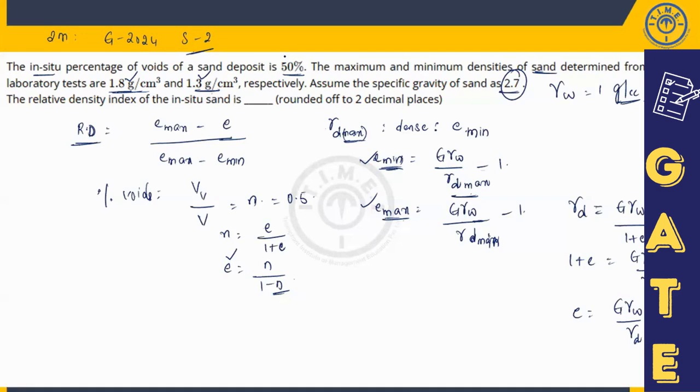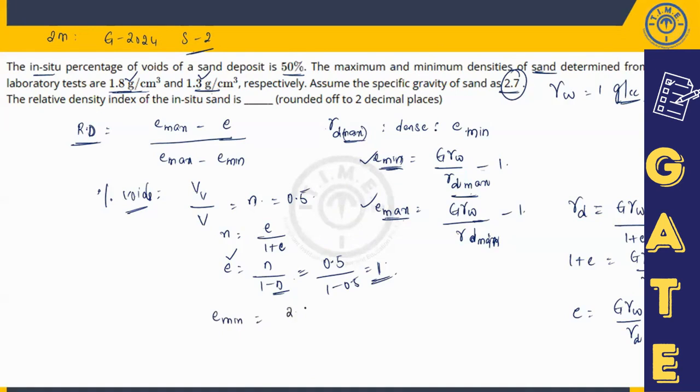Please tell me the answer of e, my dear students. How much is the answer of e? Anyone? If I am substituting the given percentage voids 50%, that is 0.5, e is equal to 0.5 by 1 minus 0.5. How much is it? Very good, Ashika. Very good, Janani. e is equal to 1. Very good. Now, how much is e minimum then?